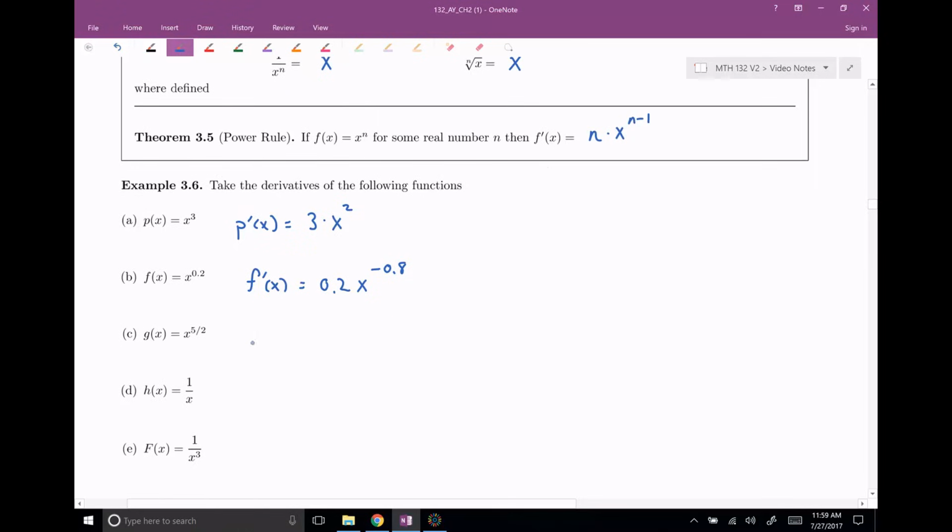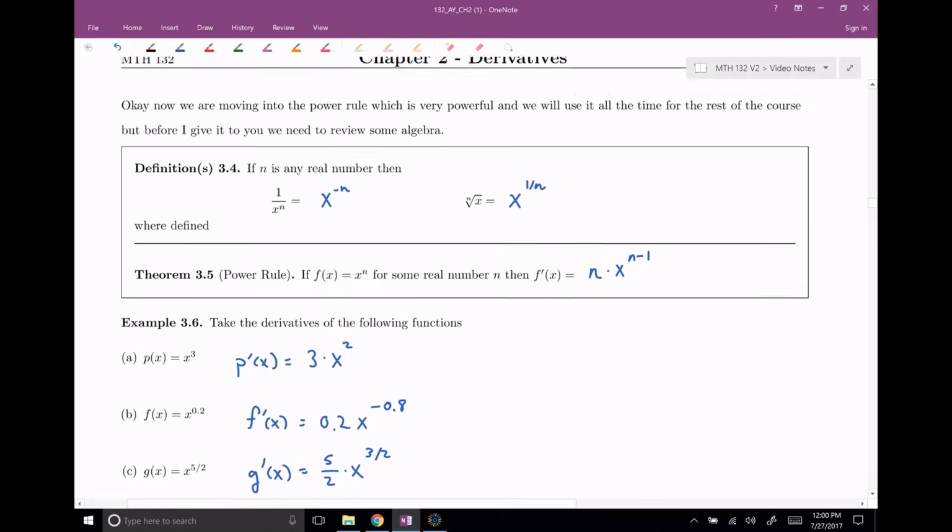Okay, another one. g of x. So I'm going to go ahead and take its derivative. Here we have x to the 5/2 power. So the 5/2 is going to come down, and we have multiplication by x, and we reduce our power by 1. So we go from 5/2 to 3/2, right? Because 1 is the same thing as 2/2.